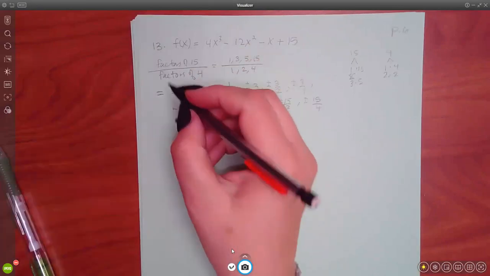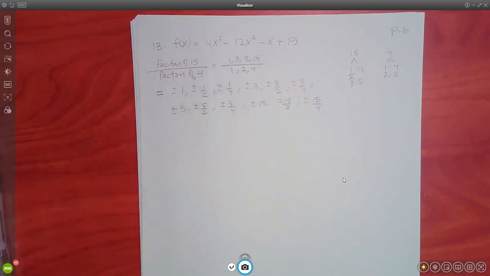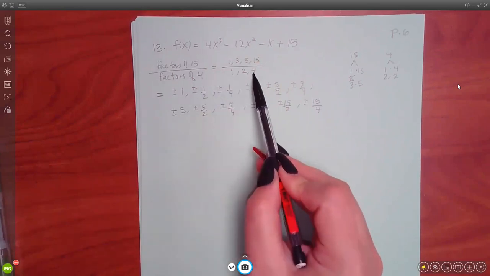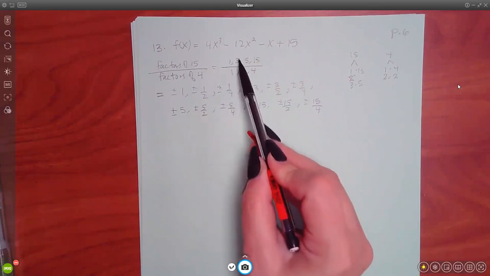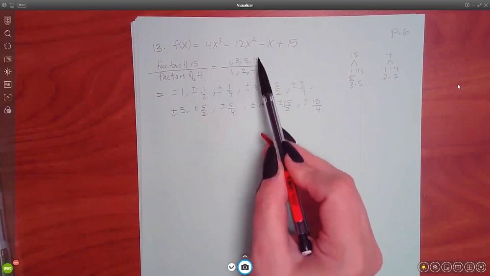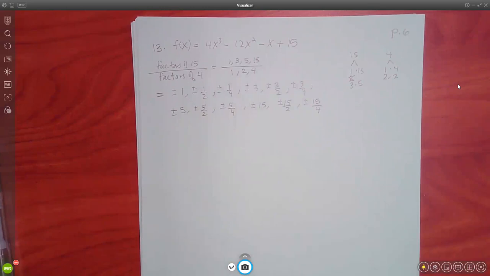That's a lot of factors, and I have to type them all in. We're doing 1 over 1, 1 over 2, 1 over 4, 3 over 1, 3 over 2, 3 over 4, 5 over 1, 5 over 2, 5 over 4, 15 over 1, 15 over 2, 15 over 4. So every single numerator has to be over every single denominator. So let me type those in and then we'll go see which one works.